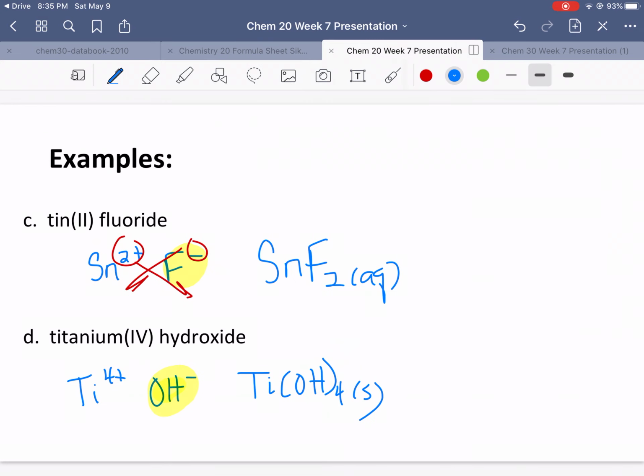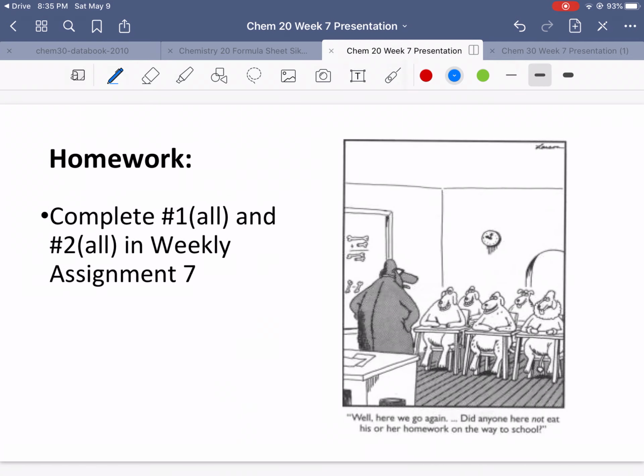There we go, guys. Solubility. Hopefully that's coming back to you. I would like you to work on all of number 1 and all of number 2 in the weekly assignment. It'll give you a good practice both identifying anions, cations, and predicting solubility. It'll also give you good practice in predicting formulas again for ionic compounds, which is extremely useful in this unit.